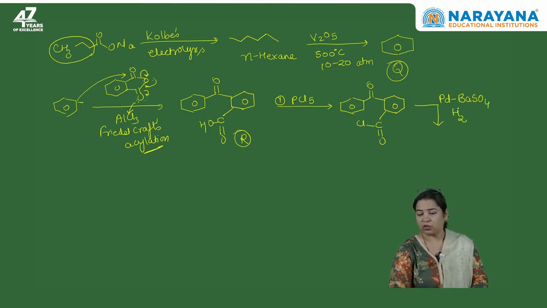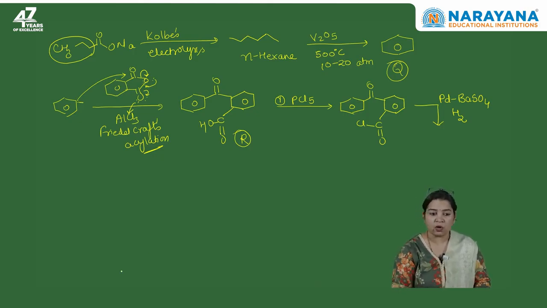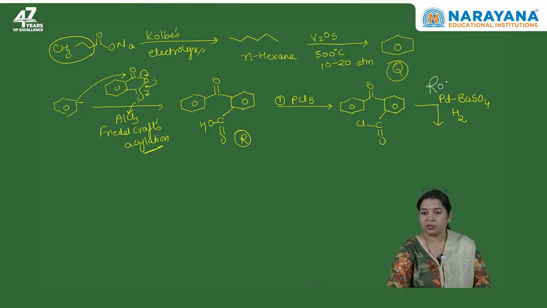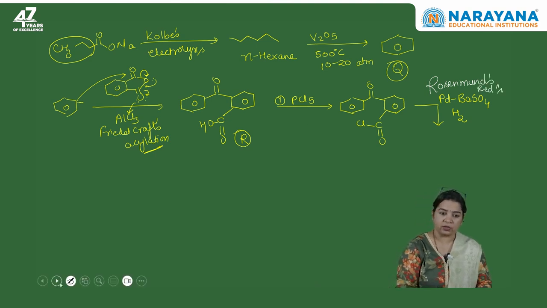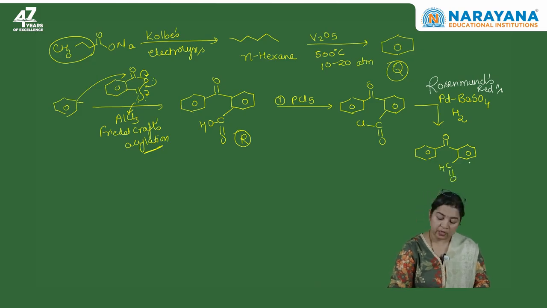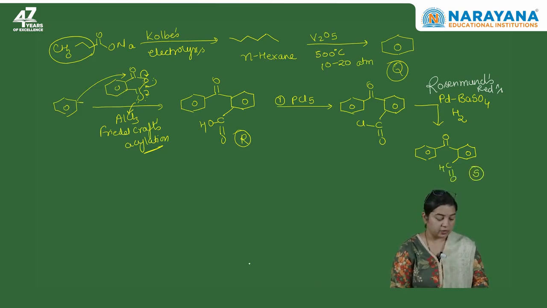So it is a hydrogenation reaction, a reduction reaction. And I hope all of you must be identifying this reaction as the famous Rosenmund reduction. Right? It is the Rosenmund reduction reaction. So Rosenmund reduction reduces acid chloride only, not ketones. Okay, ketones remain as such and acid chloride is converted to aldehyde. This is our structure of S.